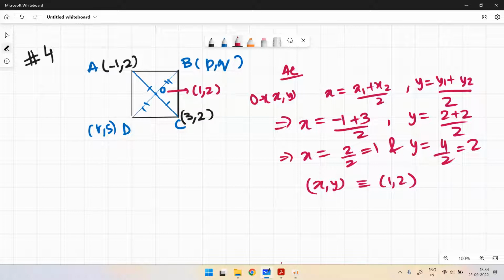Now you know that since it is a square, this side will be equal to this side, that is AB equals BC. All sides of a square are equal.